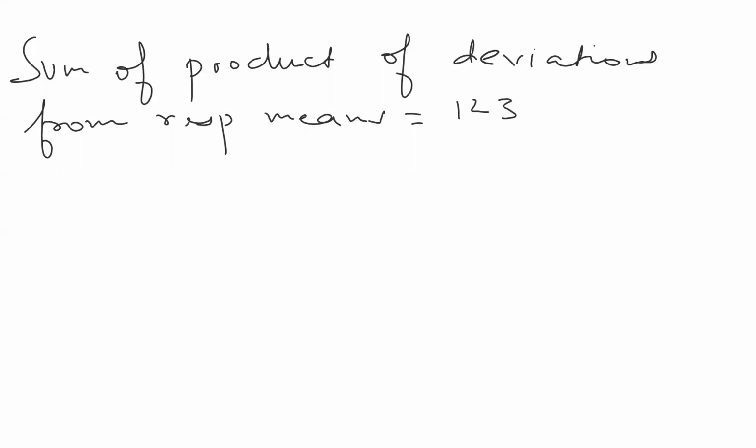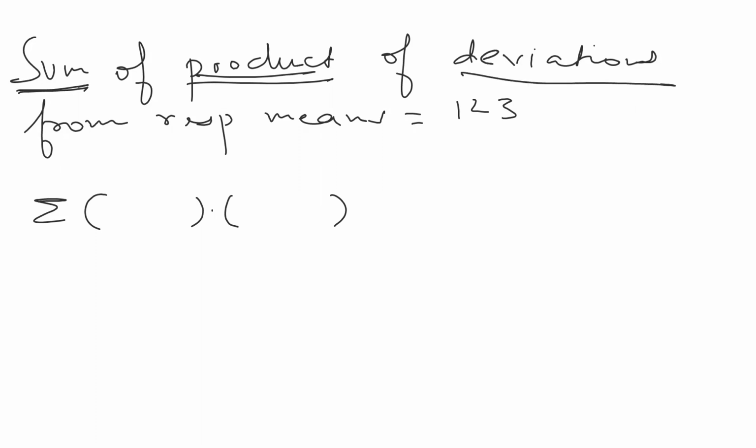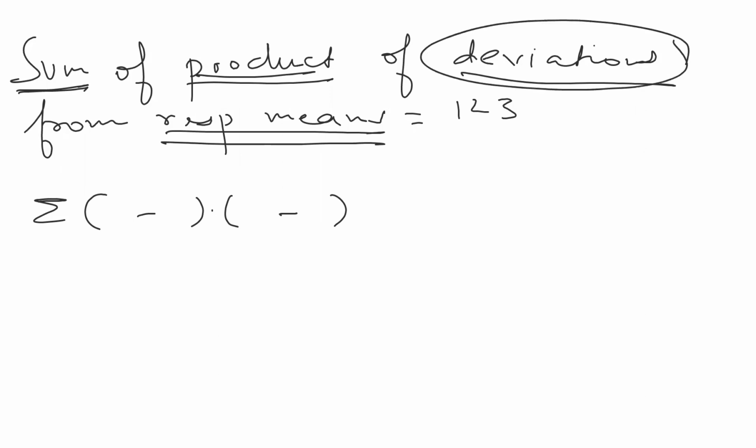Sum is nothing but summation. Product is nothing but multiplication. Deviation is minus sign from respective means. Respective means are x bar and y bar, but deviation of what? Deviation of x with its mean and y with its mean is equal to 123.